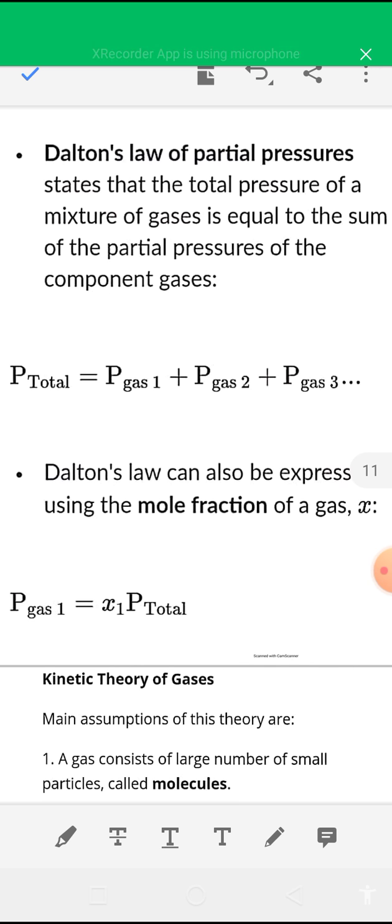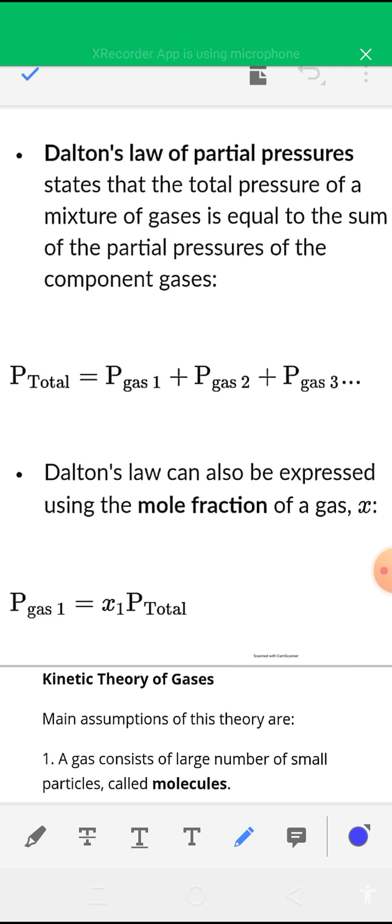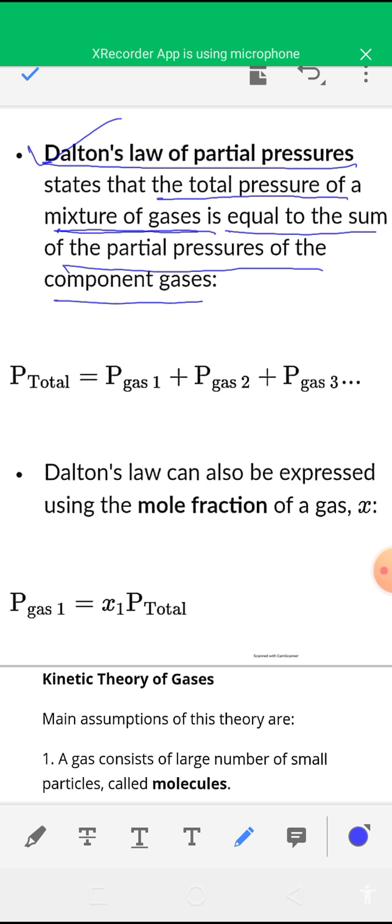Now see one more important law, Dalton's law of partial pressure. Dalton's law of partial pressure states that the total pressure of a mixture of gases, and these gases are non-reacting gases, is equal to the sum of the partial pressure of the component gases.